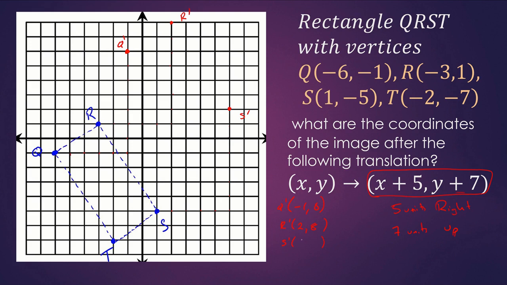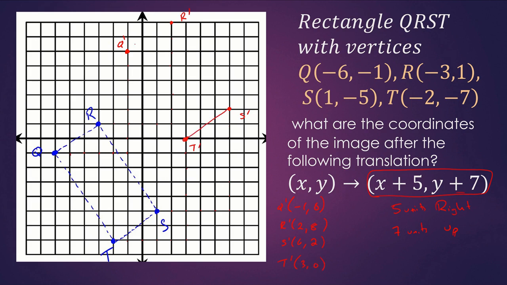And S prime is going to be at 6, comma 2. And lastly, we have T prime. So 1, 2, 3, 4, 5. 1, 2, 3, 4, 5, 6, 7, and label that T prime. And T prime is at 3, 0.